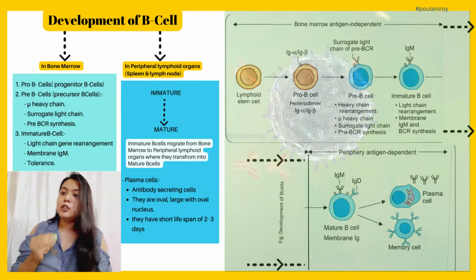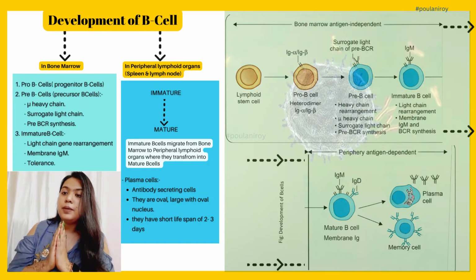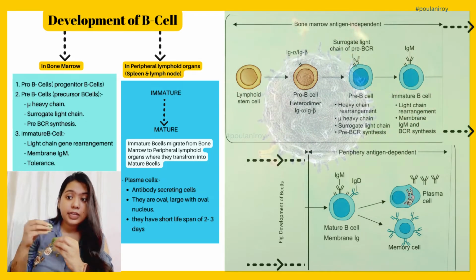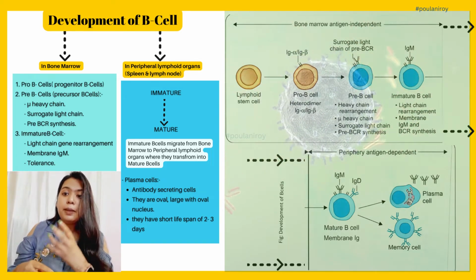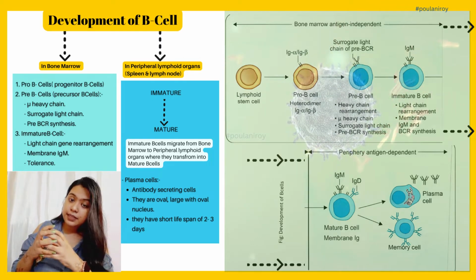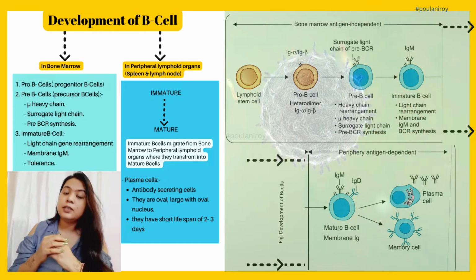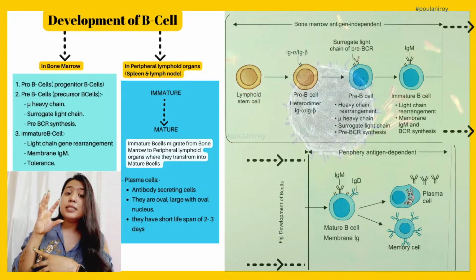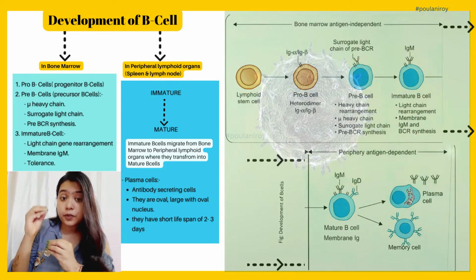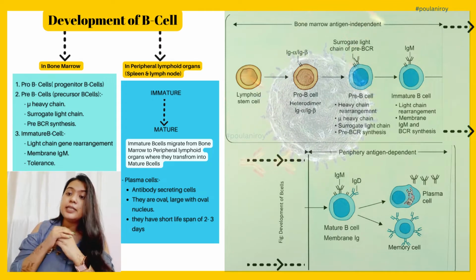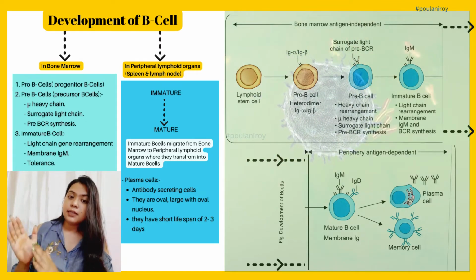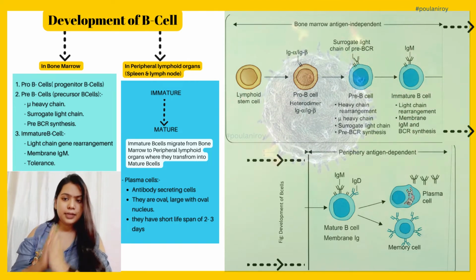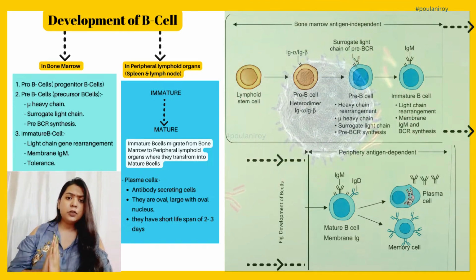Now see, immature B cell, okay, they will be having a light chain rearrangement. Then membrane IgM will be there, okay, which is very important. You can say the biggest immunoglobulin is your IgM. Next is your BCR synthesis, okay. Now the B cell receptor will get synthesized, okay, completely. Now it will convert into a mature form.